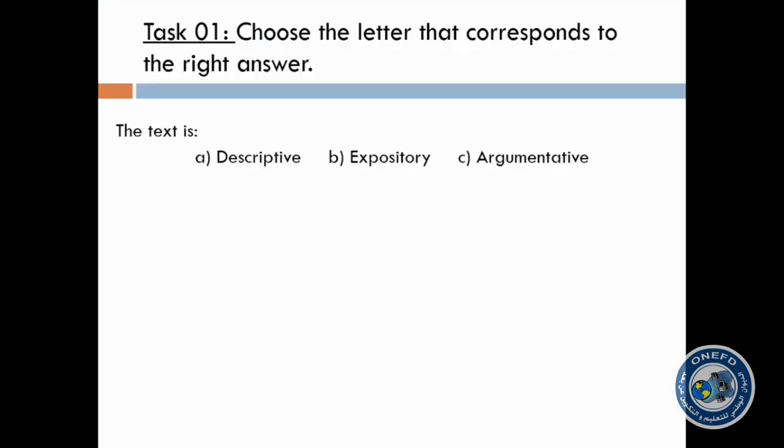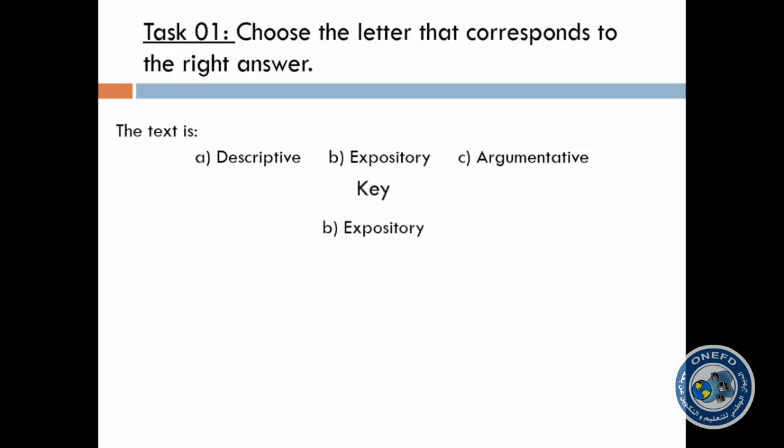Task 1. Choose the letter that corresponds to the right answer. This is a standard question that you would find in your baccalaureate exam to identify the type or the pattern of this text. So the text we have read is a descriptive text, or expository, or argumentative? Feel free to go back to the text, read it carefully and try to see what its type is.